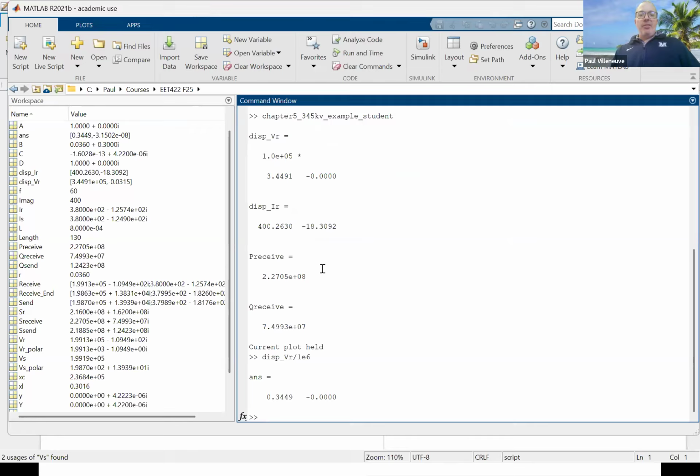So you can see here my receiving end power is 227 megawatts. So that's what the power is going into the receiving end. And my reactive power is only about 75, or 0.745. So about an order of magnitude less than the real power. Okay. And that's how you tackle these problems.